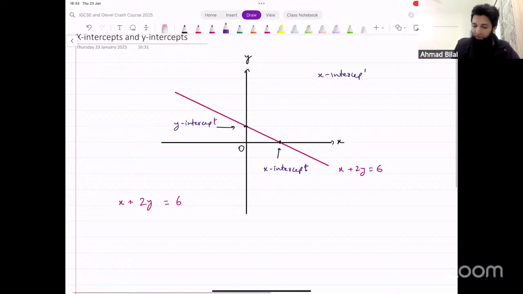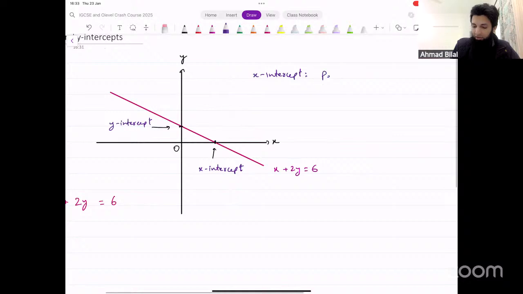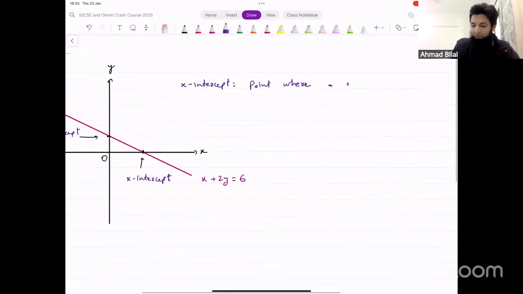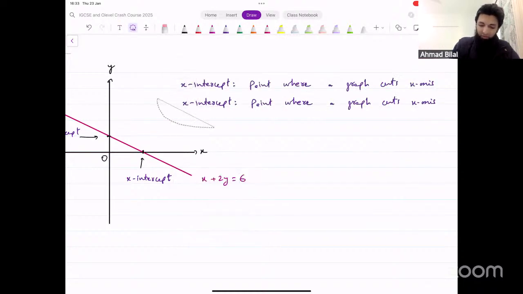Let me write that down on the side as well. The x-intercept is the point where a graph cuts the x-axis. It crosses the x-axis or cuts the x-axis. And the y-intercept is the point where the graph cuts the y-axis.